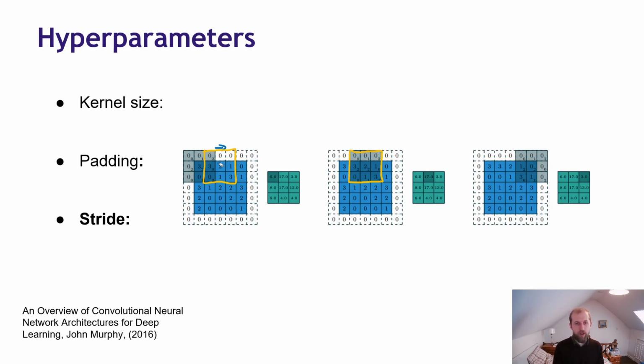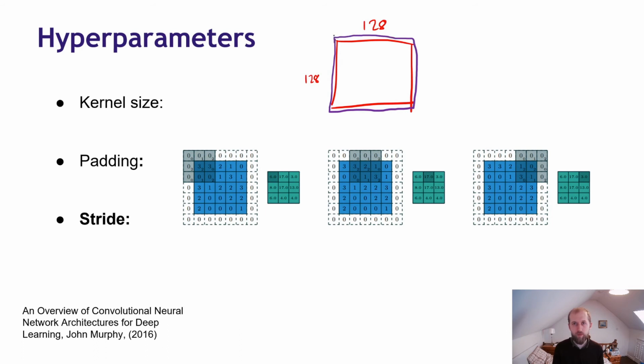So again, another question for you. If we have a stride of 2 and we've got this 128 by 128 image, and if we have a padding size of 1, what is the output going to be if we have a stride of 2? So stride 2, what is this output size going to be?